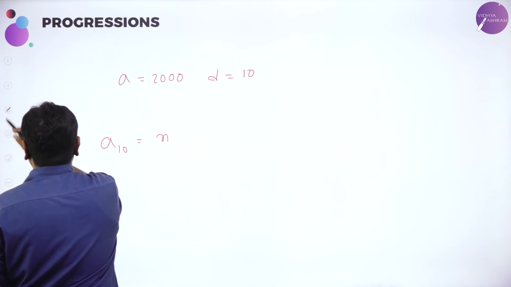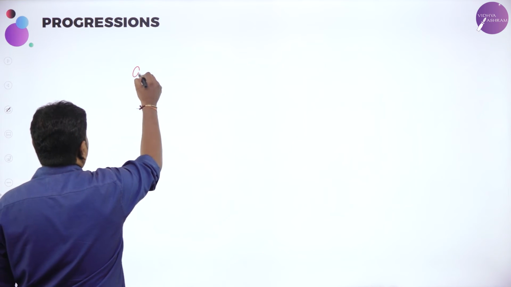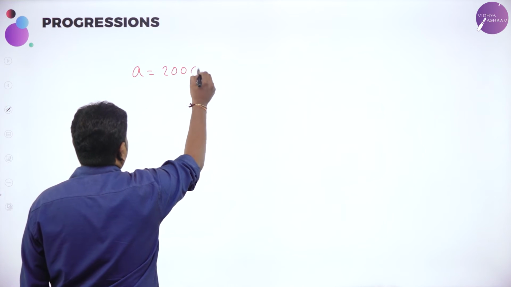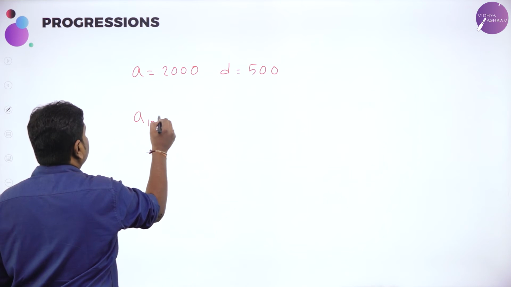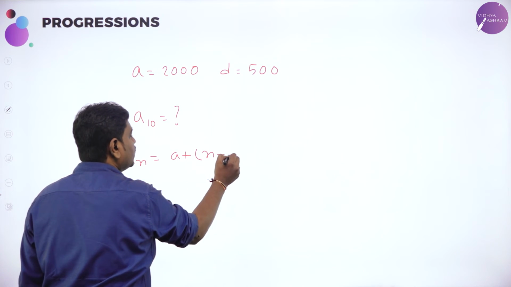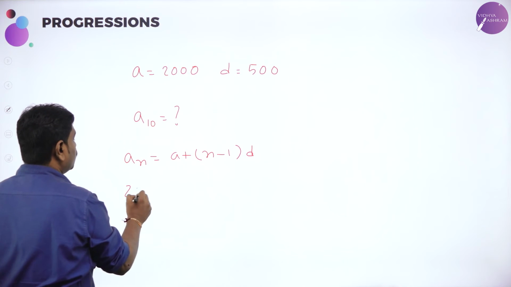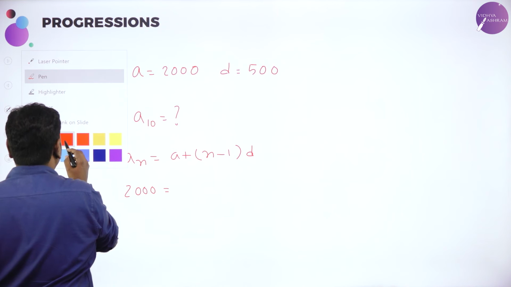A10 is the AN formula. See, here they give A, the first year's value, 2,000. Difference is every year 500 rupees. 10th year, what is the value is the question. So use the formula for AN. What is AN? A plus N minus 1 into D. So A is what? 2,000 plus AN, 10th year, A10 they want.